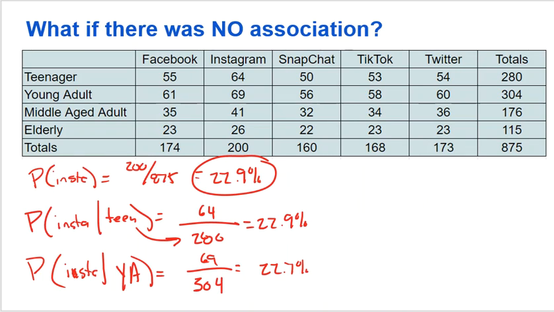Now, please listen here, the 22.9% is for Instagram. I'm not saying that that's the same for Snapchat, TikTok, Twitter, Facebook. That's not the same. It's across the age category. So I'm seeing about 23% of all people use Instagram, of elderly, 23%, of middle-aged, 23%, of young adult, 23%, of teenagers, 23%. Wow. Age doesn't change the chance of me using Instagram. That is no association. They're not connected. They're independent of each other.